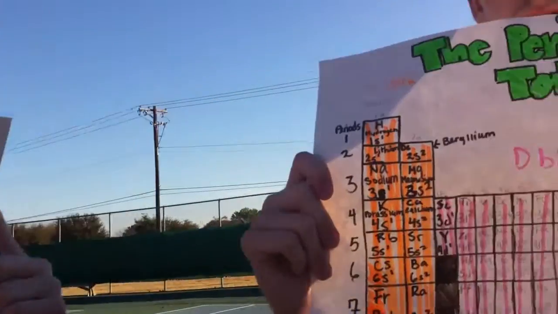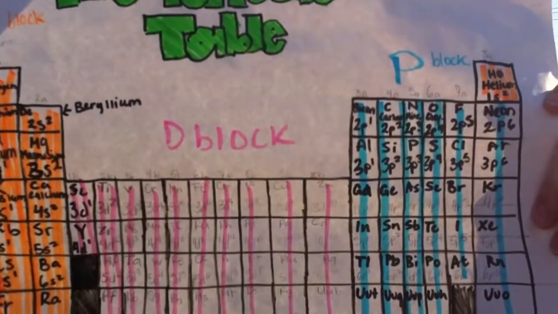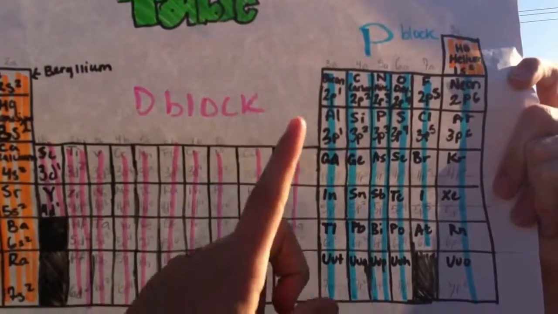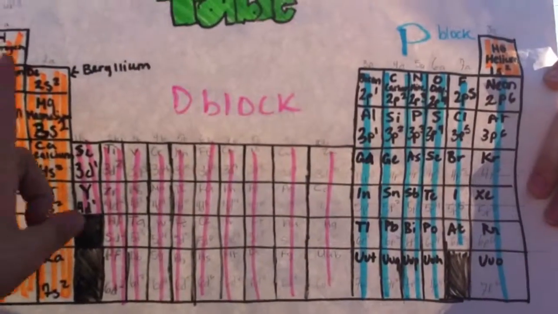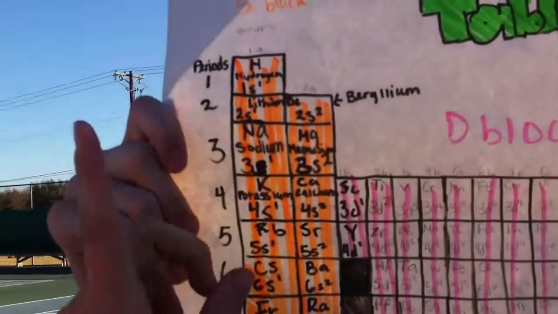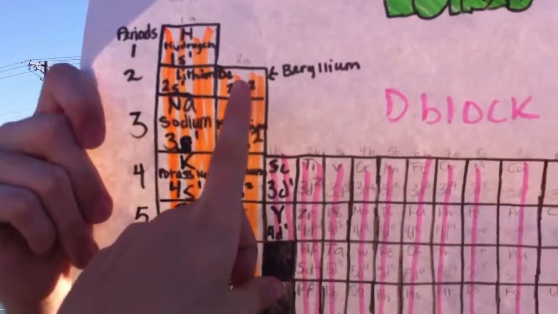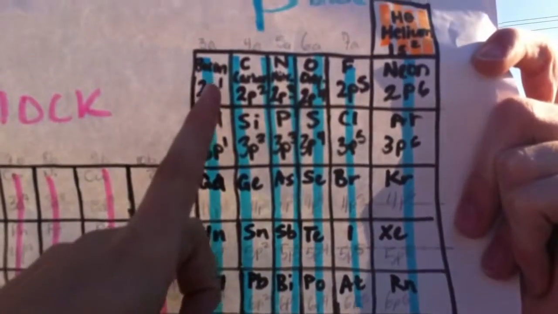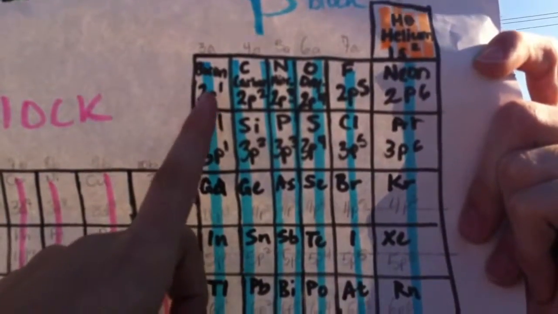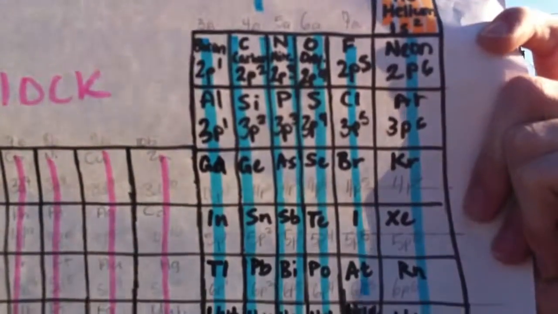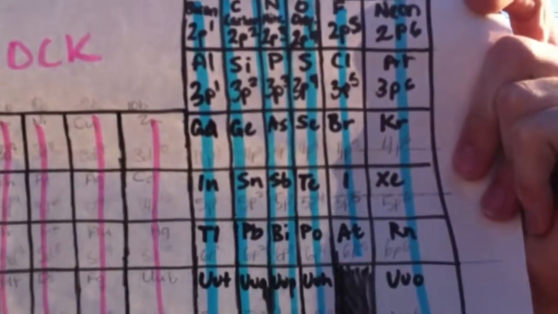For example, let's take carbon. You would count left to right, 1s1, 1s2, then 2s1, 2s2, then in P, 2p1, 2p2.